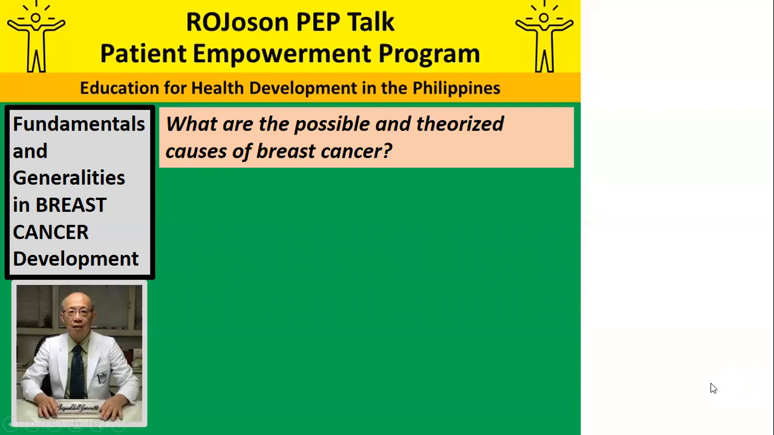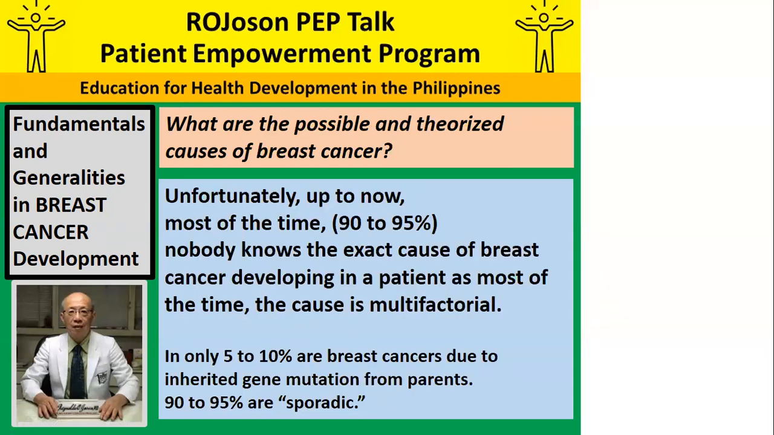Let's now go to what are the possible and theorized causes of breast cancer. Unfortunately, up to now, most of the time, meaning 90 to 95%, nobody knows the exact cause of breast cancer developing in a patient, as most of the time, the cause is multifactorial. Only 5 to 10% of breast cancers are due to inherited gene mutations from parents. So 90 to 95% are sporadic, and 5 to 10% are due to hereditary gene or cancer.